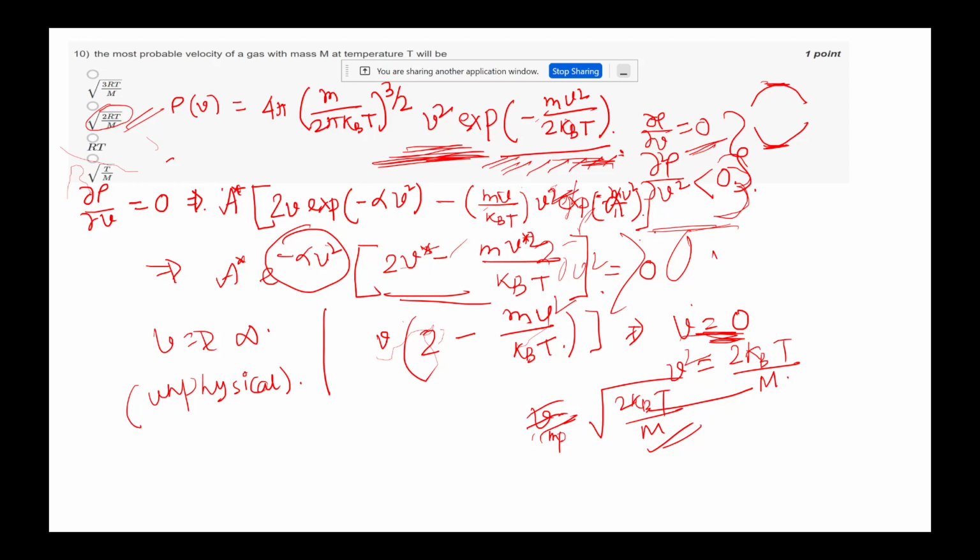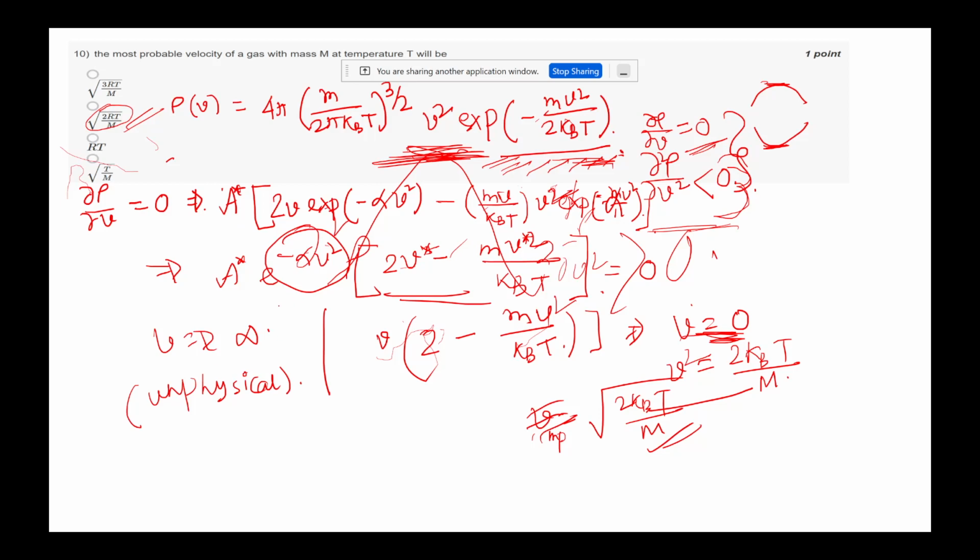So here, by the most probable velocity they want to mean the extremum point, because anyway probability cannot be negative, right? So from that point of view, at that velocity v star is root over 2 kbt by m, or we have to again differentiate that del 2 rho del v2.